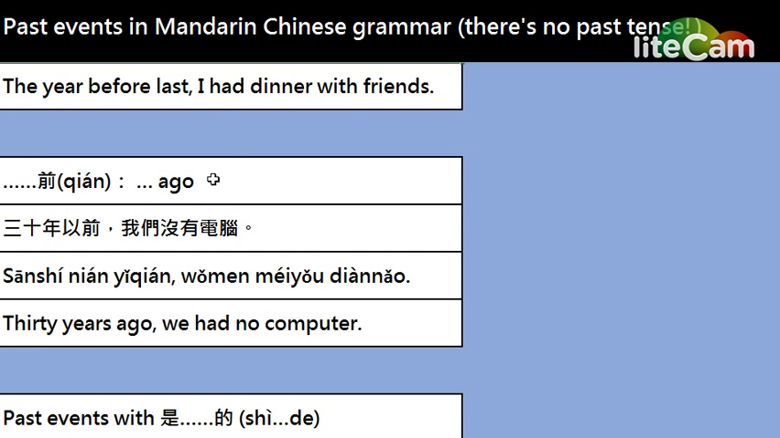Here we also introduce another way to indicate something in the past, by putting a specific amount of time in front of the word 前. You can express how long ago the past event happened or was happening. For example, we just put the amount 30年. It means 30 years ago. 30 years ago, we had no computers. It shows how long ago the past event happened. It is 30年以前.